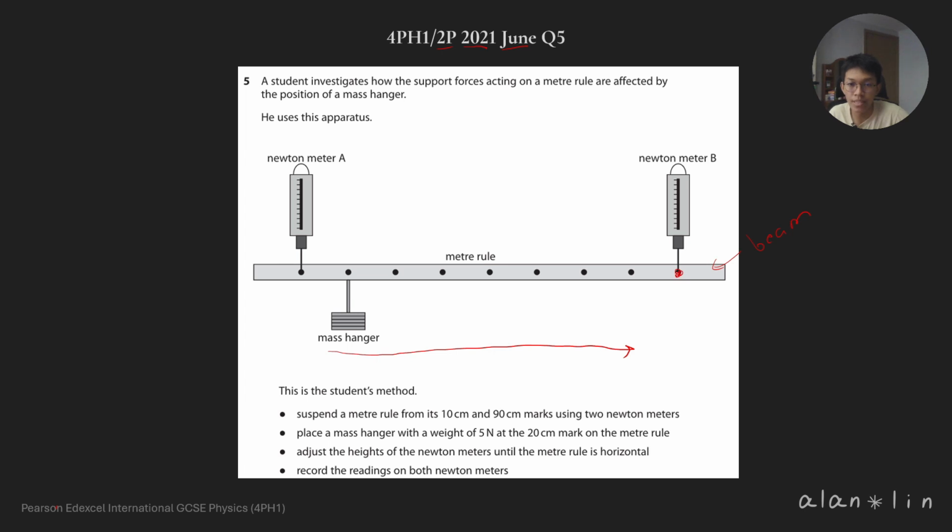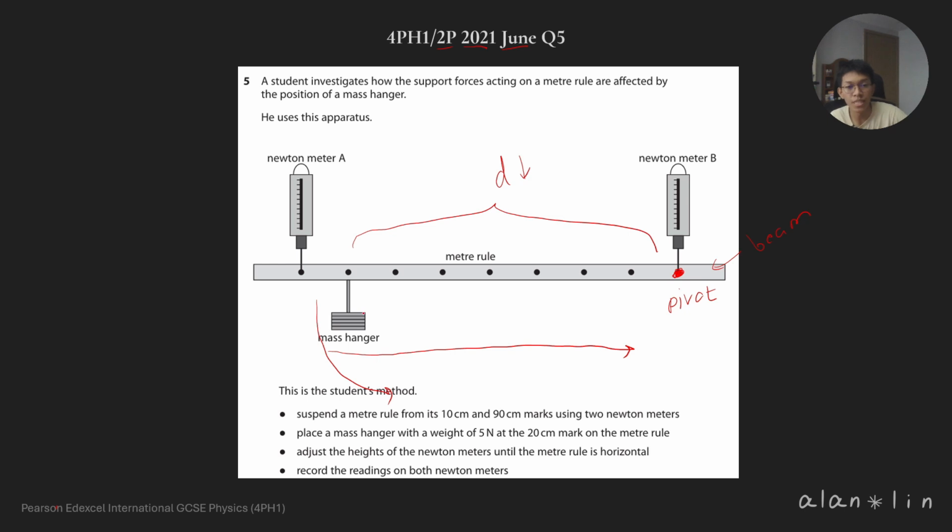So in this case, the right end is going to be our pivot. Now, the mass hanger is going to be moved to the right. So if we look at the distance between the mass hanger and the pivot, when it moves to the right, the distance is going to decrease. If the distance decreases, that means that the moment caused by the mass hanger is going to decrease. In this case, it is going to be an anti-clockwise moment. So the anti-clockwise moment caused by the mass hanger decreases.